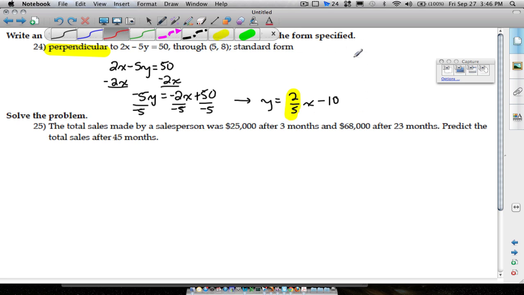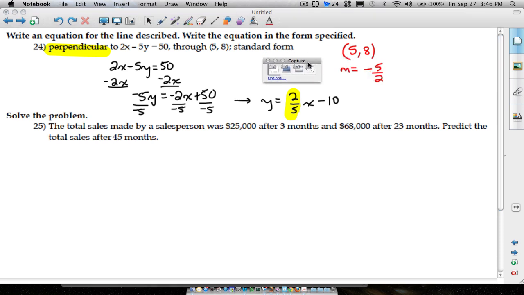So the point that we have, (5, 8), we're going to use that. The m that we want to use is the opposite reciprocal. And in class, I mentioned opposite reciprocal means change the sign so it becomes negative, since this was positive, and flip your fraction. So negative 5/2 is the slope we want to use, because we want to find a line that is perpendicular to this one. So let's do that real quick.